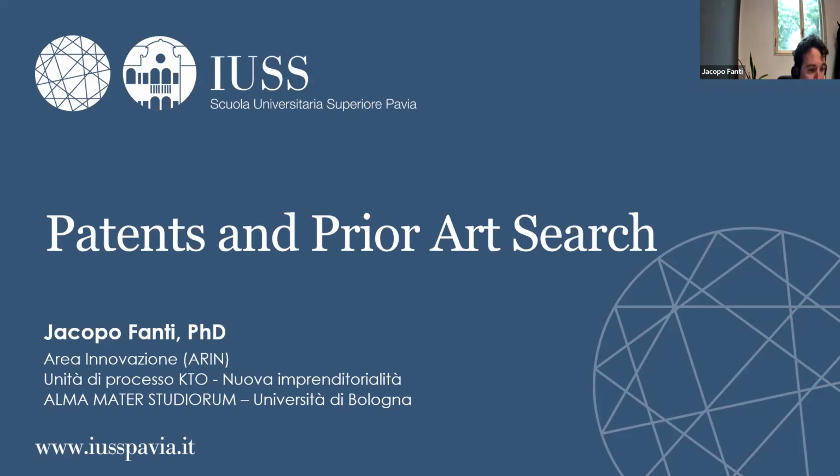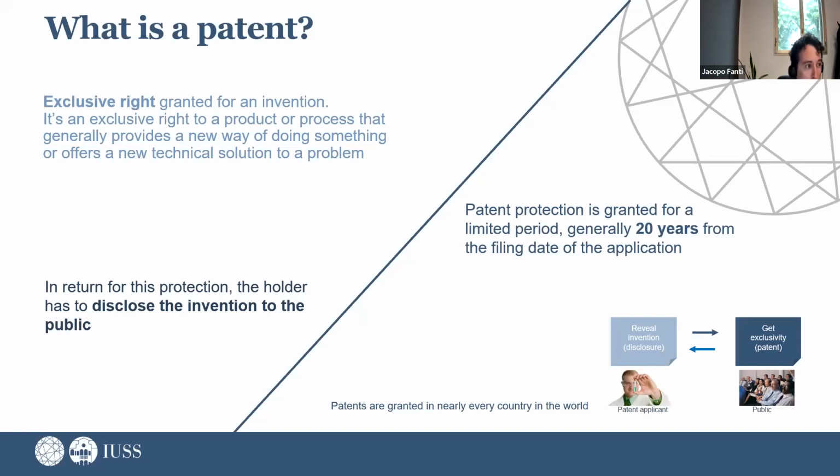So you have already seen the presentation about what is a patent, just a brief recap. So a patent provides you with exclusive right for an invention. So it's an exclusive right to a product or process, and the period of protection of your invention is granted for up to 20 years, usually. And in return for this protection, the holder has to disclose the invention to the public.